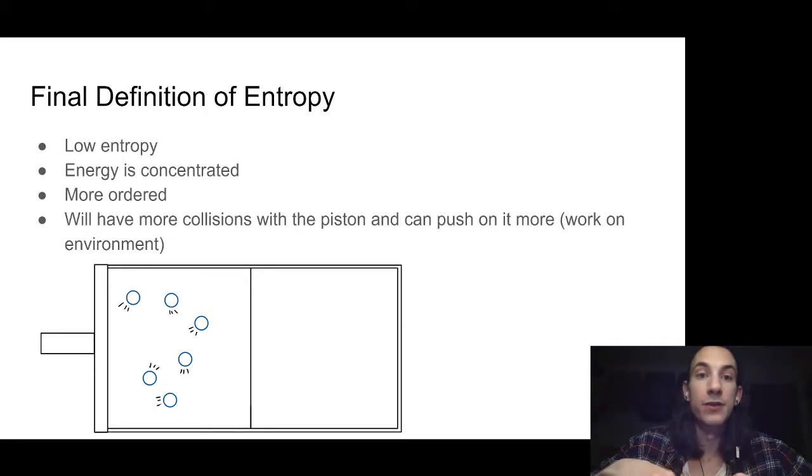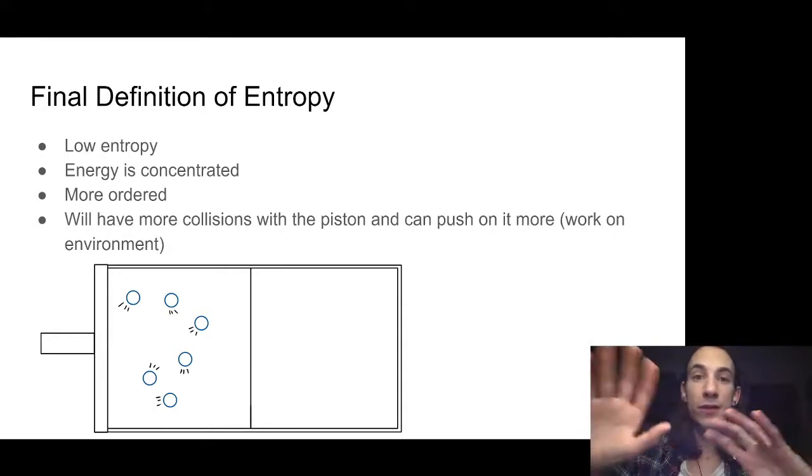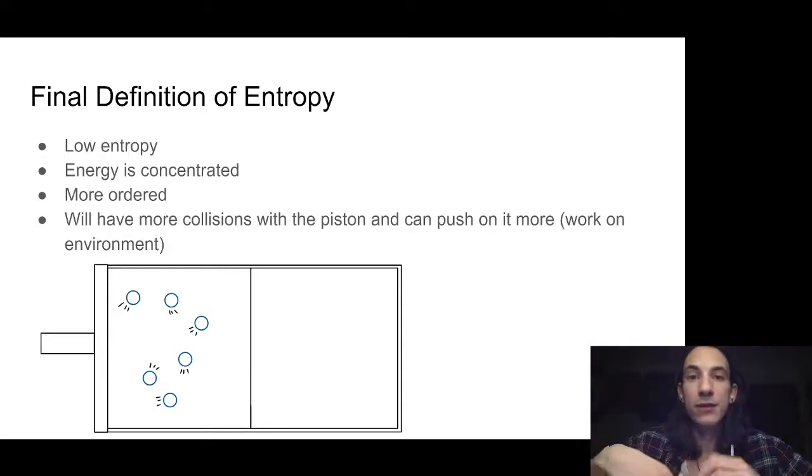If our energy becomes less concentrated, more spread out, then it's going to be a higher entropy. And then we're also more ordered. We have less spots for where those particles could be. Instead of them being all over the place, they're in this defined location. We could say, oh yeah, I could probably find them more. There's more order to this system than if they were all over the place.